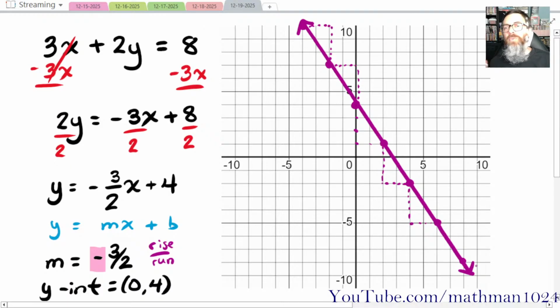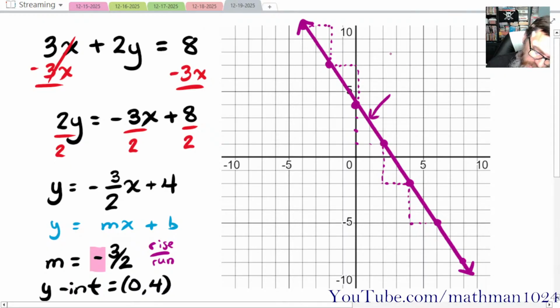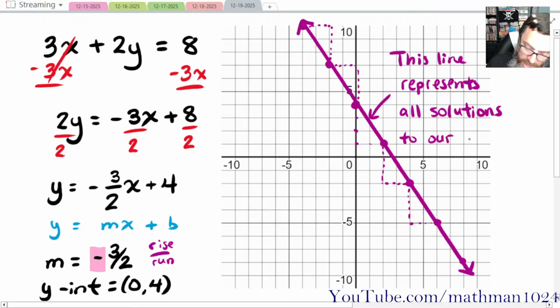All right, so this is our graph. And I want to make sure we understand the reason why we do the graph. Graphing is not just something we do because we're bored and have nothing better to do. But this line, or this graph, this line represents all solutions to our equation.